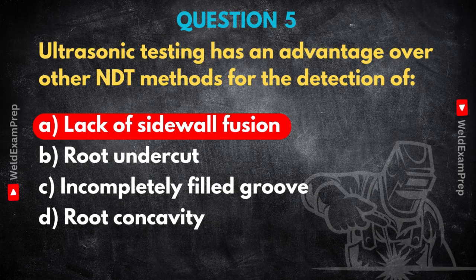Absolutely. They complement each other. No single method finds everything perfectly. You choose the tool based on what you're looking for and where you expect it to be. That's a critical point for any inspector. Great. Wow, okay, we've covered quite a bit there. 5 key questions right from the CSWIP syllabus.